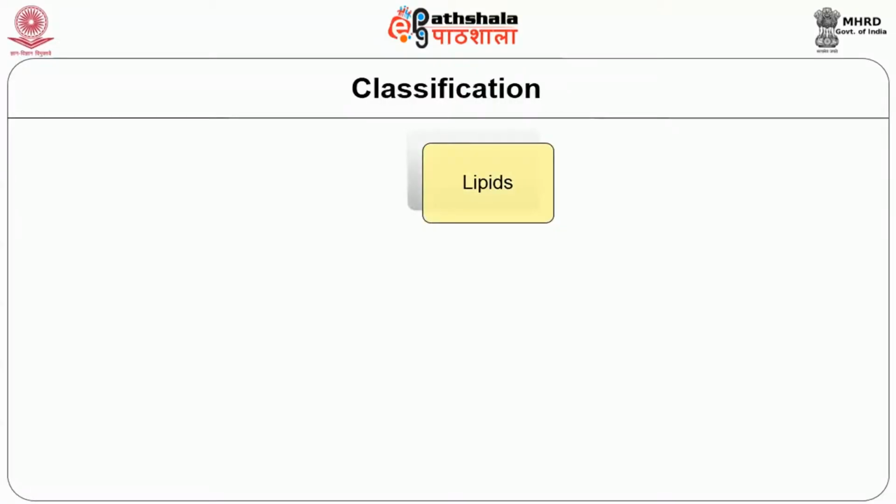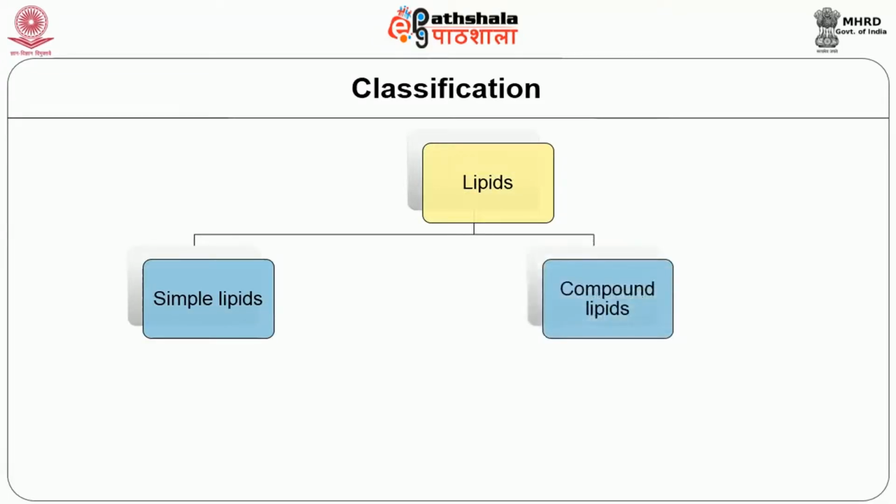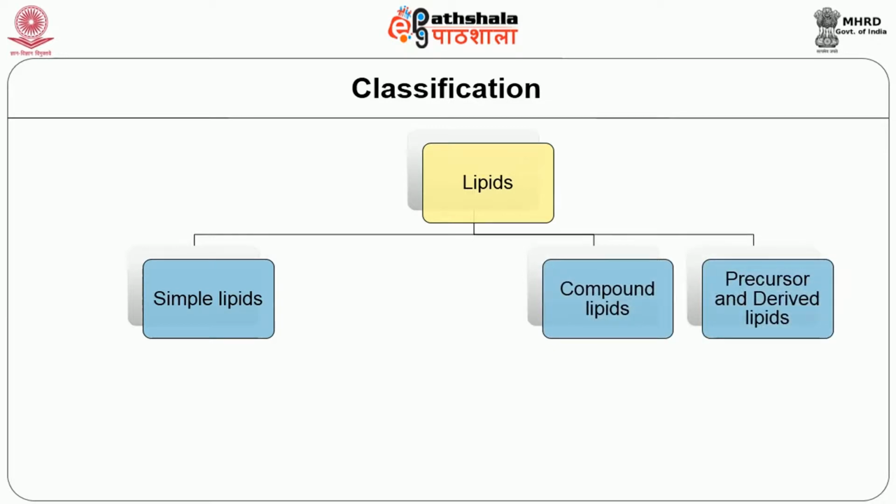However, on oxidation, they yield large amounts of energy. Lipids, as an important class of biomolecules, are indispensable to metabolism and cell structure. Based on their function, lipids can be classified into storage form and structural form, and based on their structure, they can be classified into simple lipids, compound lipids, precursor and derived lipids.